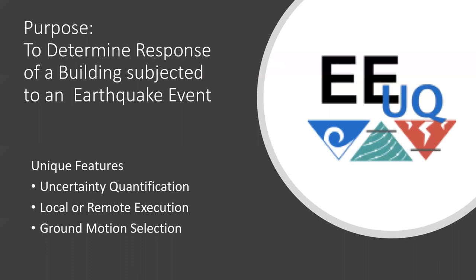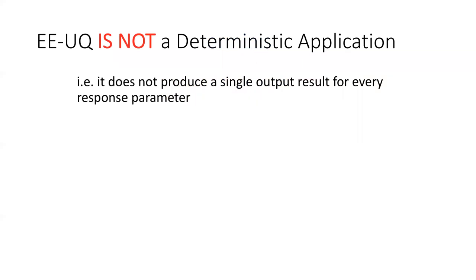So the purpose of EEUQ is basically to determine the response of a building subjected to an earthquake event. So this is one building subjected to an earthquake event. The unique feature that EEUQ brings that other applications do not provide is uncertainty quantification. That's the biggie. Other things we do is local or remote execution, and also we provide different options for the ground motion selection.